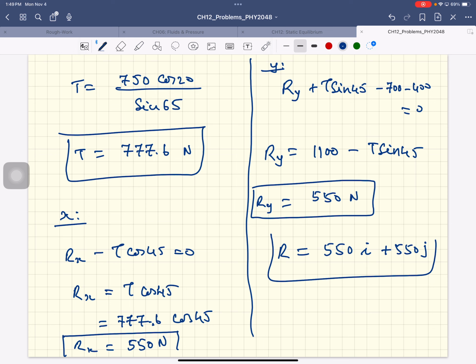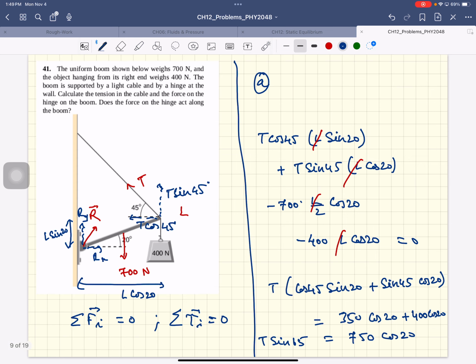Okay, so what does that tell us? That this force is at an angle of 45 degrees, and it's not along the boom. The boom is at 20 degrees. Okay. So the question is, does the force on the hinge act along the boom? And it's not acting along it, it's acting in this direction.